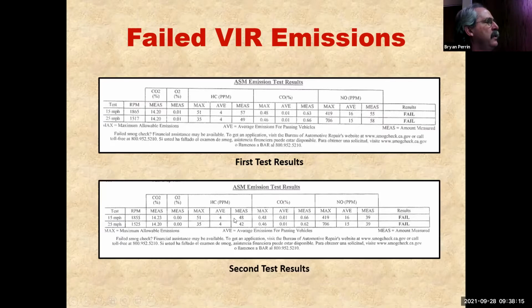Here's the second one. And we can see here that we're now passing at the 15 miles an hour on hydrocarbons, still failing at 25. We're still failing at both speeds on CO. NOx has come down just a little bit. And this was after the last shop attempted repair. So this was the before repair, after repair from the last shop.